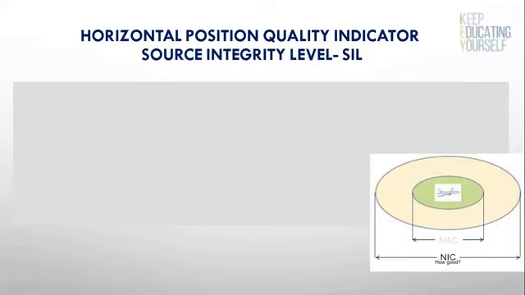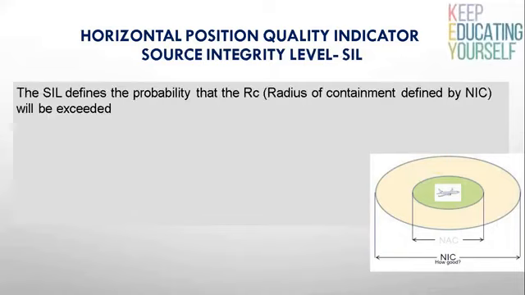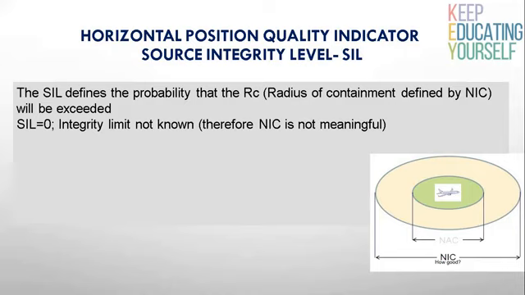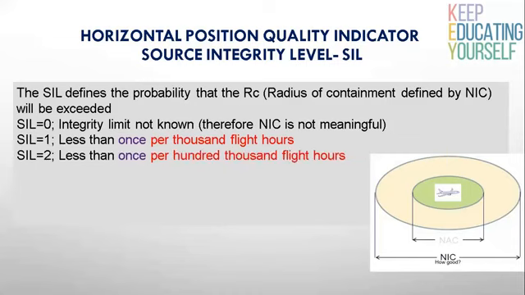Source Integrity Level, SIL. The SIL defines the probability that the RC will be exceeded. If SIL equals 0, the integrity limit is not known. Therefore, NIC is not meaningful. If SIL equals 1, it means less than once per 1000 flight hours. If SIL equals 2, less than once per 100,000 flight hours. If SIL is 3, the probability that the RC will be exceeded is less than once per 10 million flight hours.